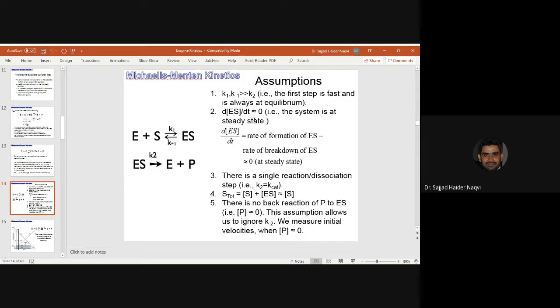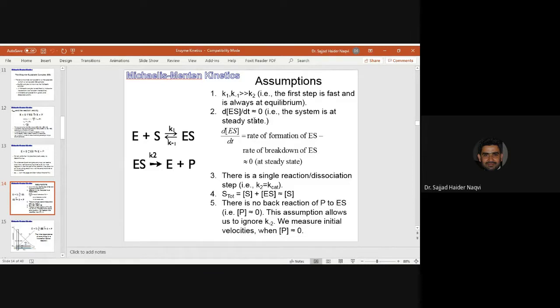That means the formation of the enzyme substrate complex is a quick step, and the conversion from enzyme substrate complex to enzyme and product is a slow step. The slow step is always referred to as the rate determining step, because if that doesn't happen, then there will be no product formation.